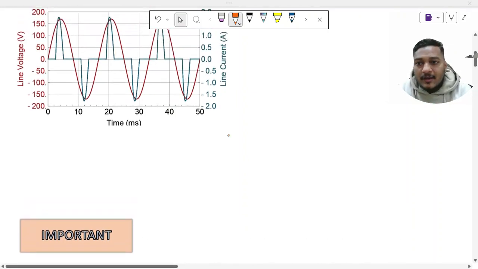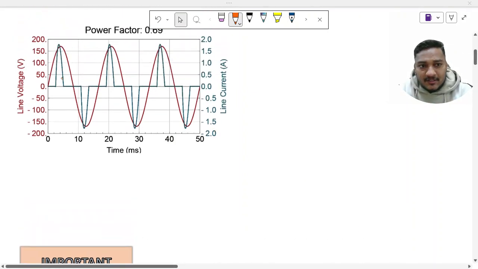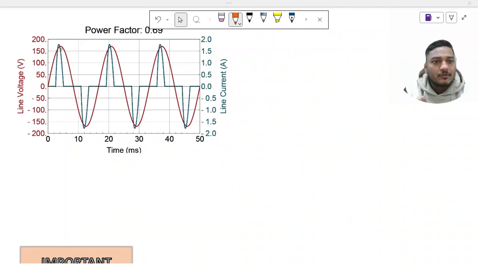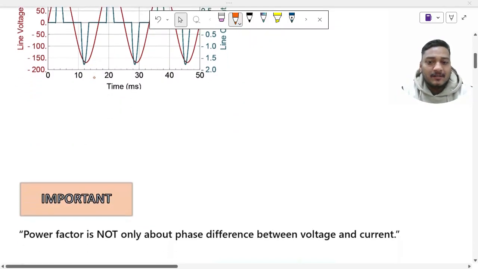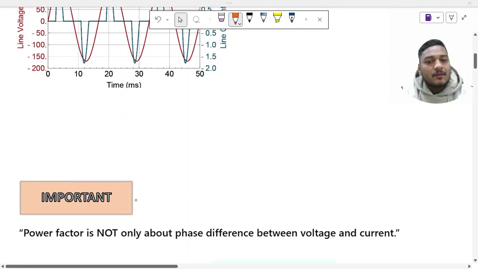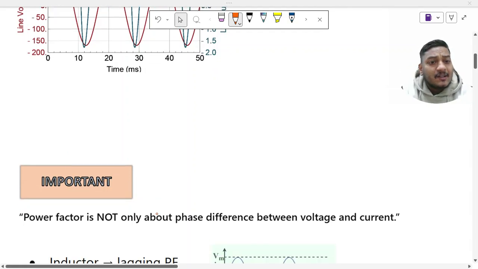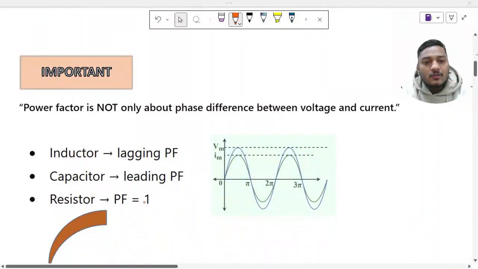Okay, so even if you see here, just carefully observe this waveform. You can see that even though it is of a peaky nature, at some particular point it follows the nature of the input voltage. But still it has a poor power factor. So it is not always about the phase difference. So what are the other factors? Keep this in your mind.